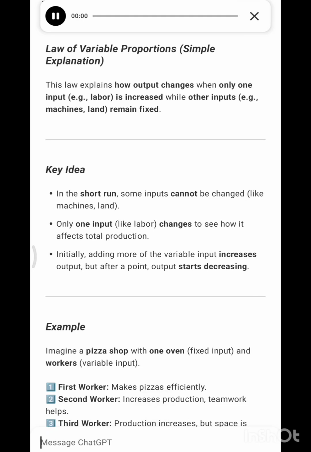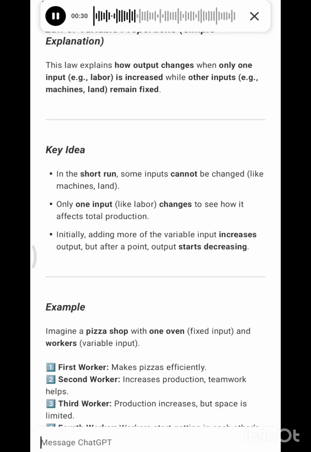Law of variable proportions, simple explanation. This law explains how our output changes when only one input, e.g. labor, is increased, while other inputs, e.g. machines, land, remain fixed. Key idea: in the short run, some inputs cannot be changed, like machines, land. Only one input, like labor, changes to see how it affects total production. Initially, adding more of the variable input increases output, but after a point, output starts decreasing.